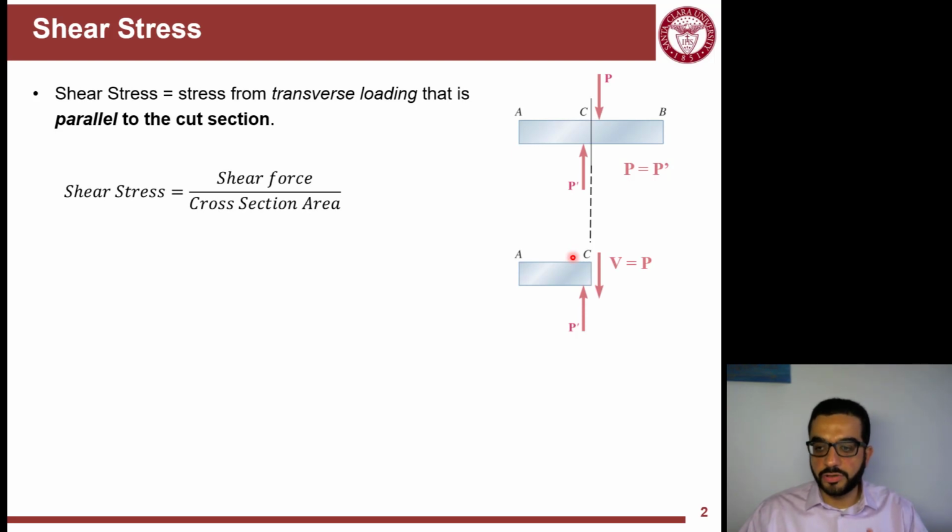If we do the cut and analyze the equilibrium, we see the left external force here. And once we do the cut, we reveal the shear force V, which from equilibrium, sum of forces in Y, we'll find is equal to P, or P prime. P and P prime from external equilibrium are equal. So shear stress is equal to that shear force V over the cross-sectional area.